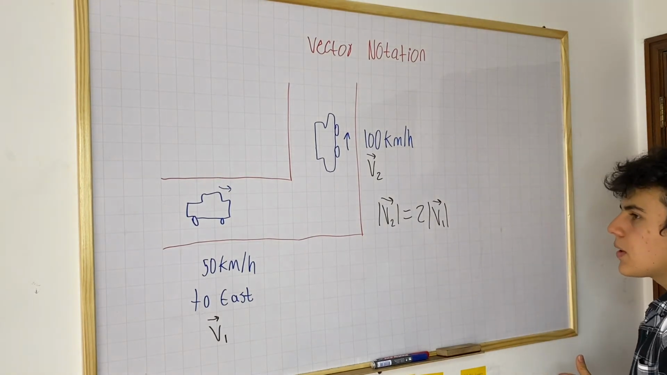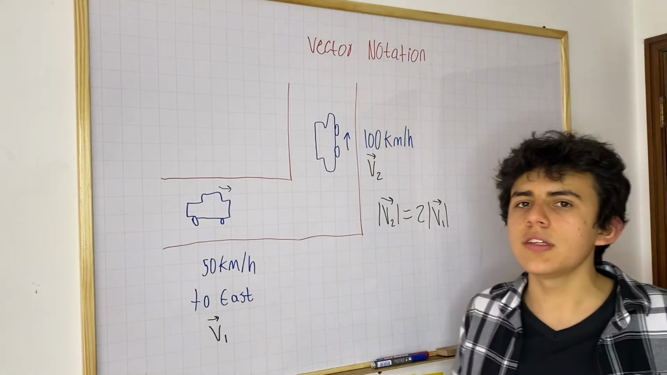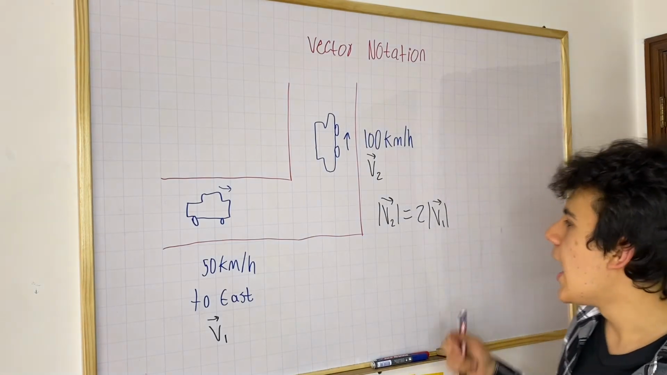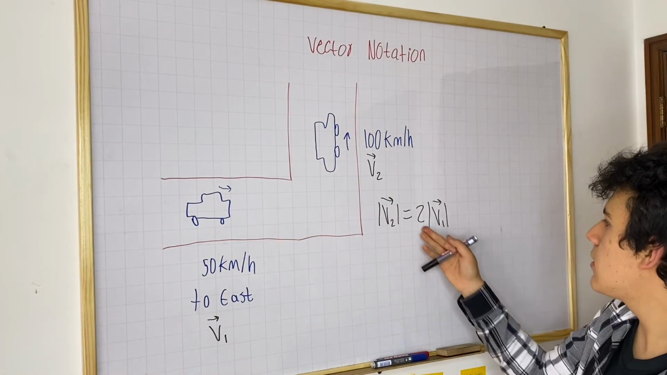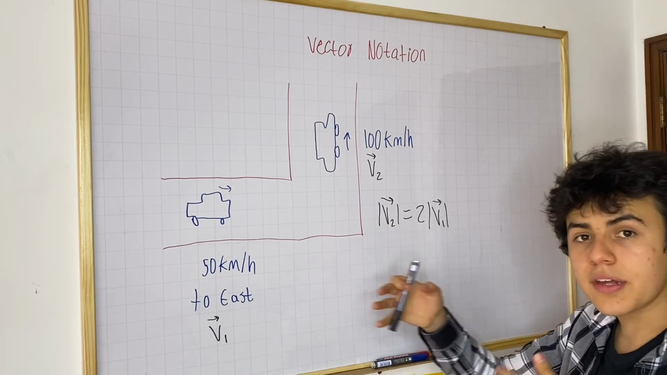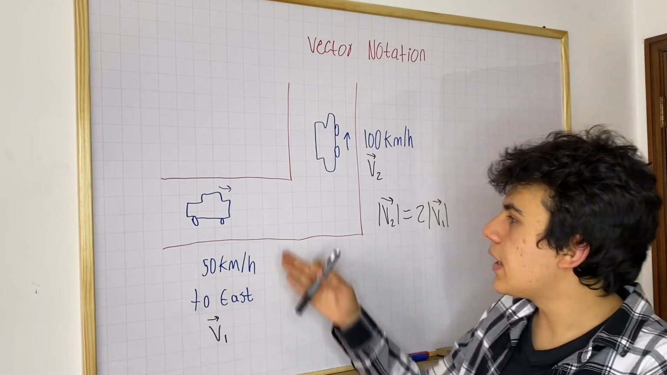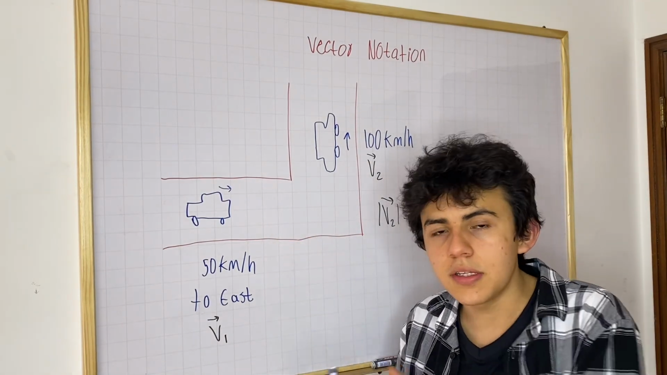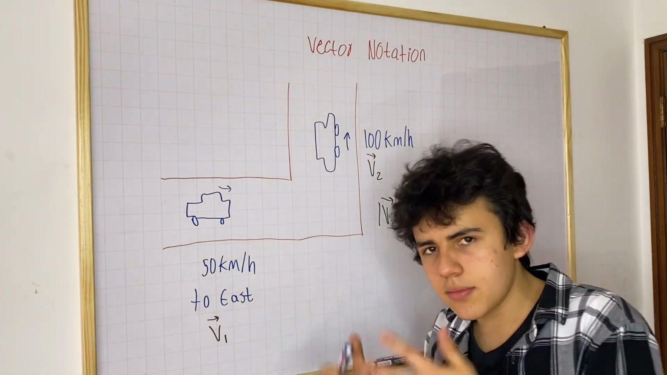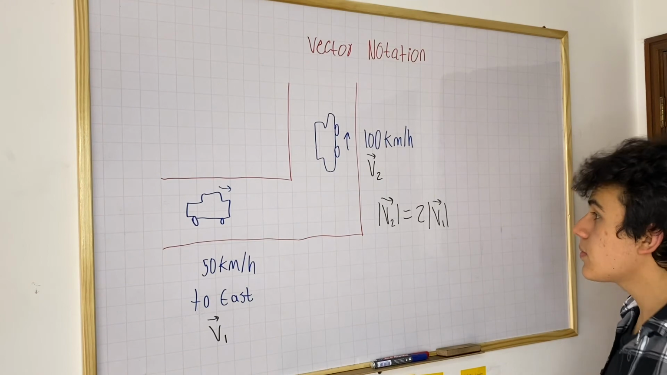I hope you guys see the logic in here. Vectors are just quantities, and you can play with those quantities and add coefficients to them, as we did in this case. Here we're saying that v2 is twice as big as v1, which means that the car's velocity doubled between these two moments.